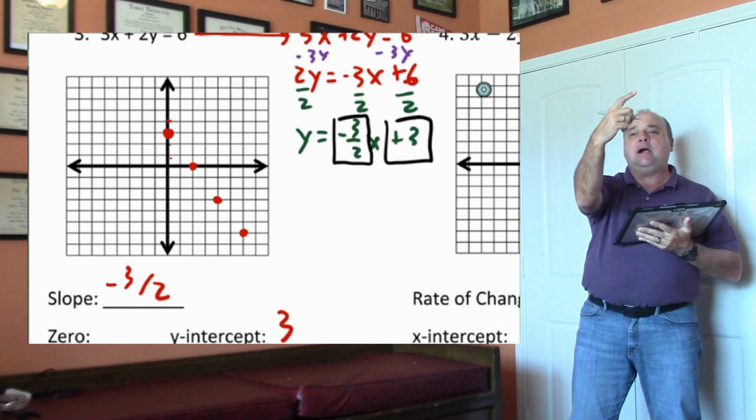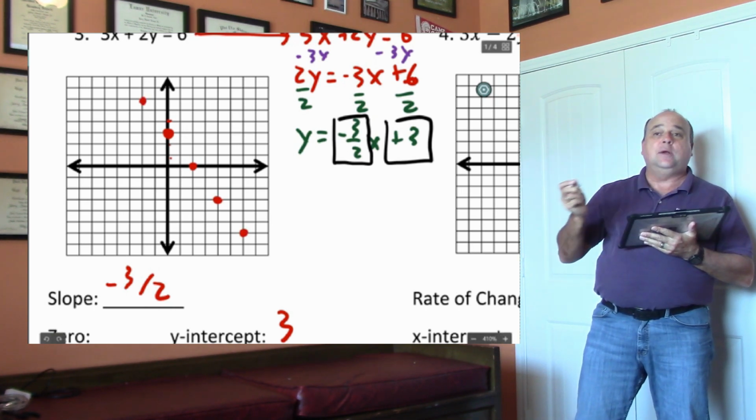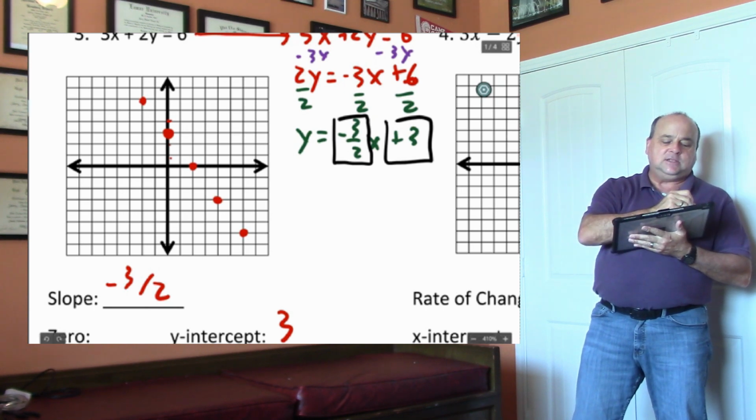So now let's go backwards. To go backwards, you'll go up and left. So up 3, left 2, and I can't do it again, can I? So I'm going to connect the dots.